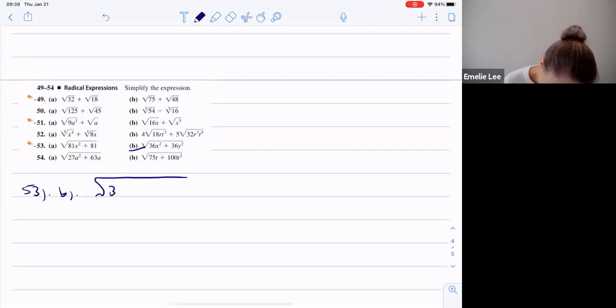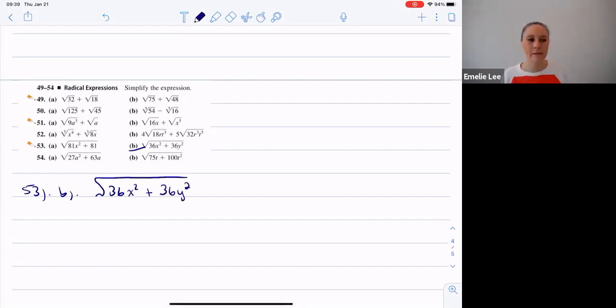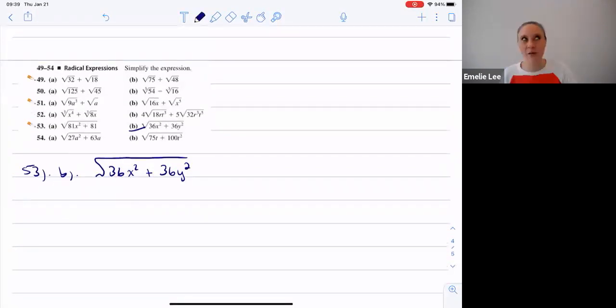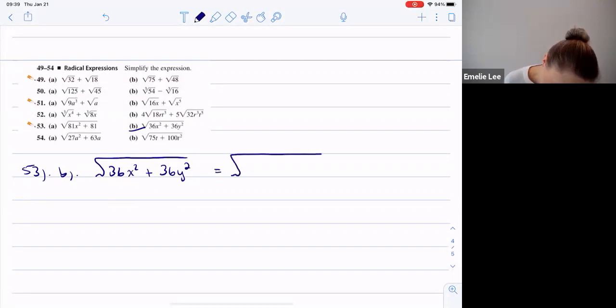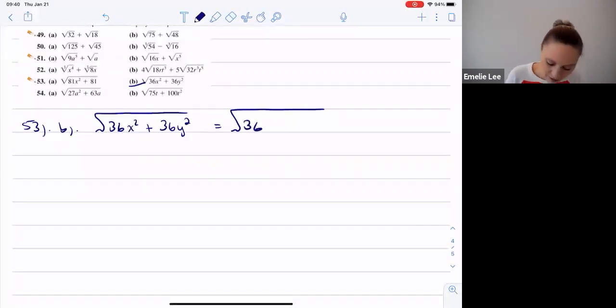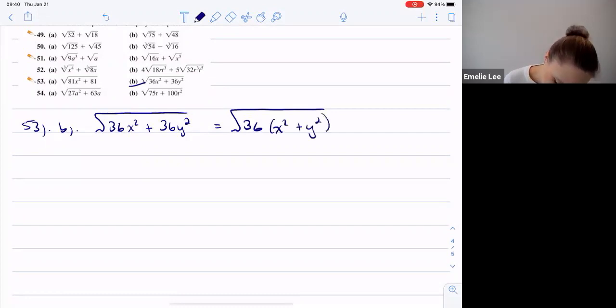53b is the square root of 36x squared plus 36y squared. It might be tempting to bring this square root and break it open, but it doesn't work that way. So we have to deal with the inside first, and then we'll be able to work with the square root. One thing I'm noticing is that I have this common factor of 36, so I'm going to extract that to outside, but inside the square root. So I'm going to rewrite this as the square root of 36 times x squared plus y squared.